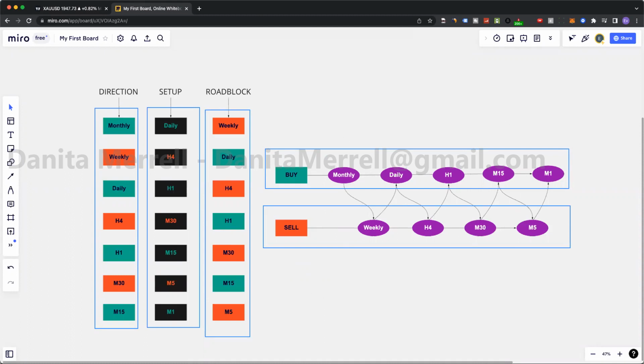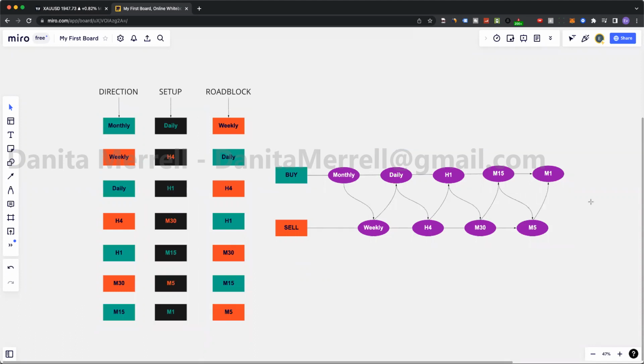So for example, let's look at, clear all my drawings. Let's say we were taking a setup from M1. Setup in M1. Roadblock in M5. Okay. Roadblock in M5. M1 setup to get to M15.